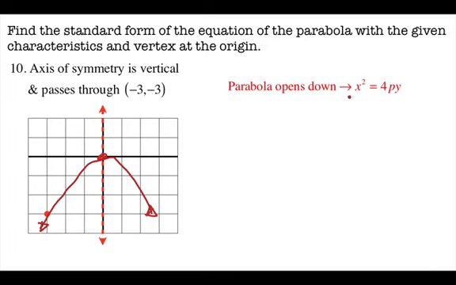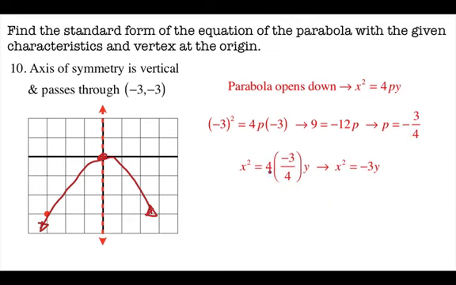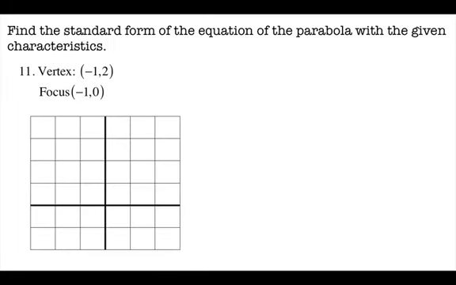Since it opens down, I have this, and it passes through this point, which is an x value and a y value. What I do is I substitute for x here and y here, and that's going to allow me to find the p, go through the steps, and this is what I get. Now that I know the p, I plug it in here, and once I simplify, this is my answer. Here's 11.